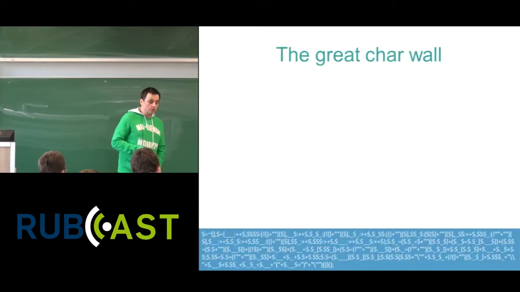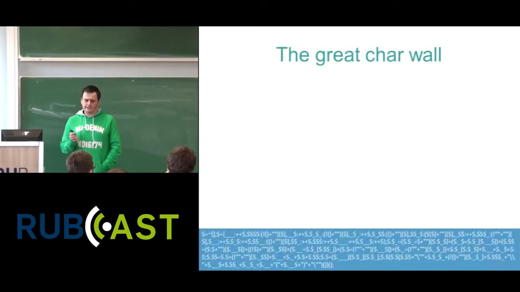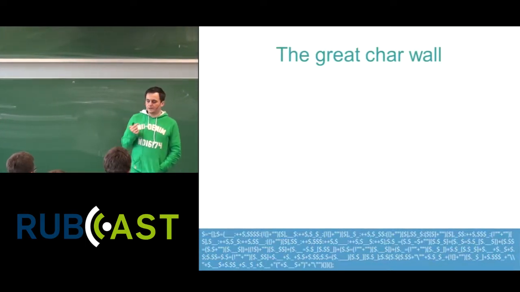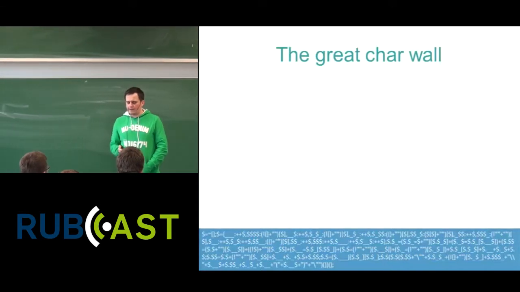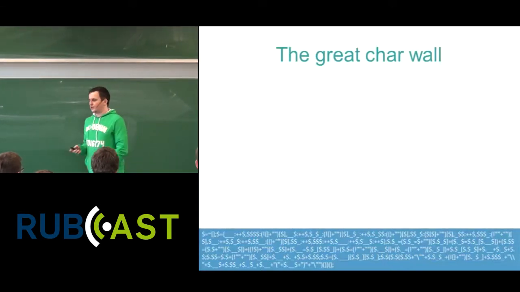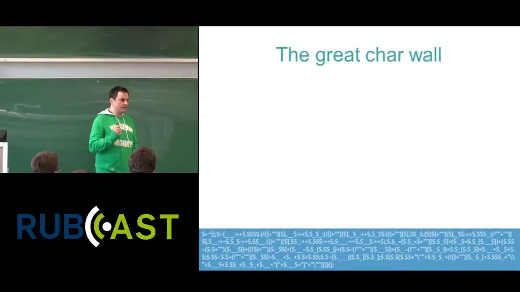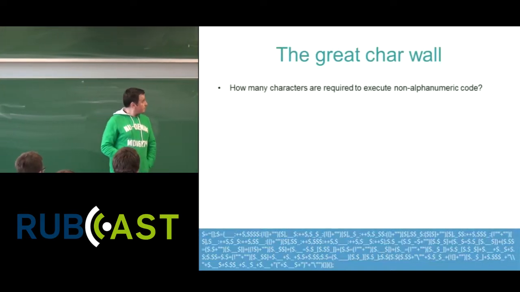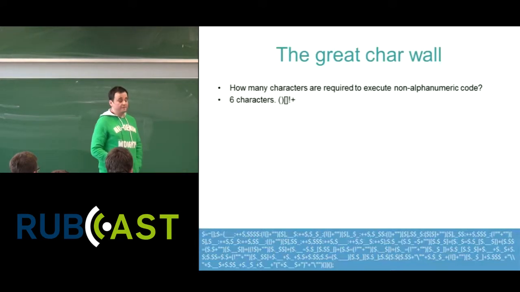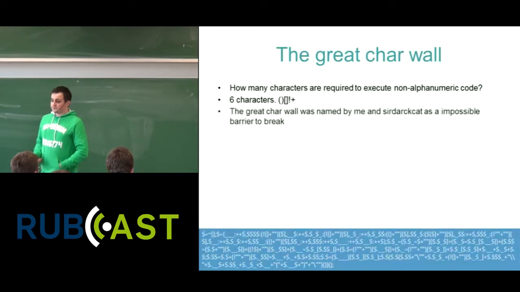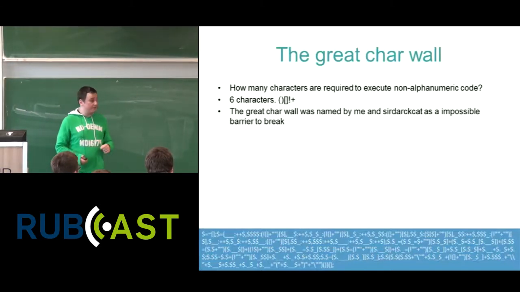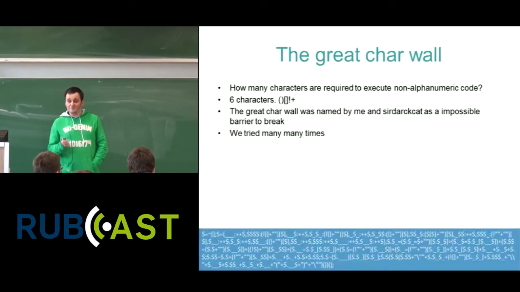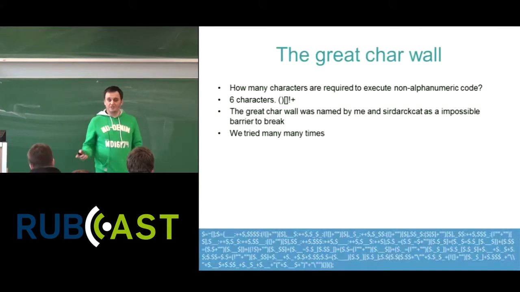The great character wall was invented, I don't know who it was exactly, but it was discussions between Mario, myself, Eduardo Vela, and David Lindsay, I think. Basically what we tried to find out was how many characters are required to generate non-alphanumeric code that executes. We came up with the value of 6 characters. I think it was Eduardo Vela, that's his nickname. We tried many, many times.